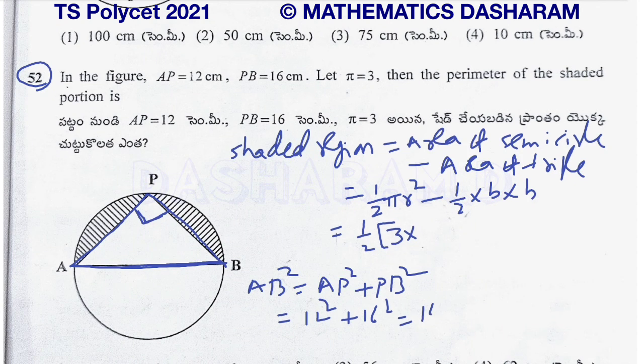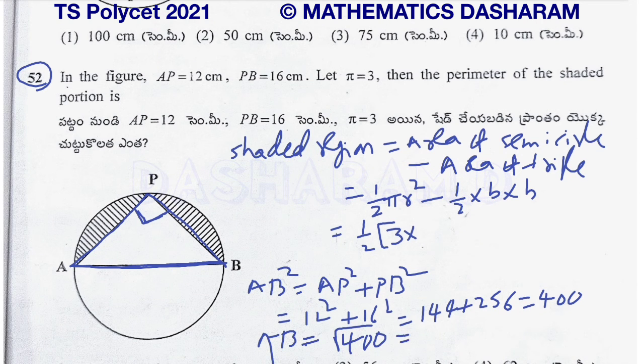So 12 square is 144, 16 square is 256. 4 plus 6 is 10, 1 carry, 5 plus 5 is 10, 1 carry, 400. Then what is the AB value? Under root 400. The root of 400, the answer is how much?